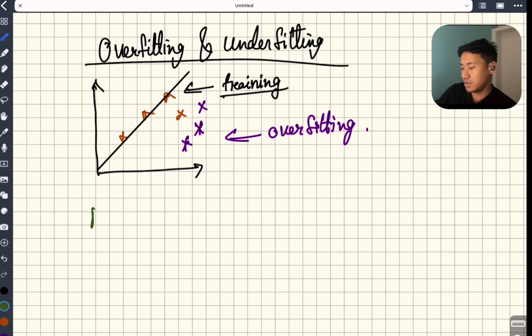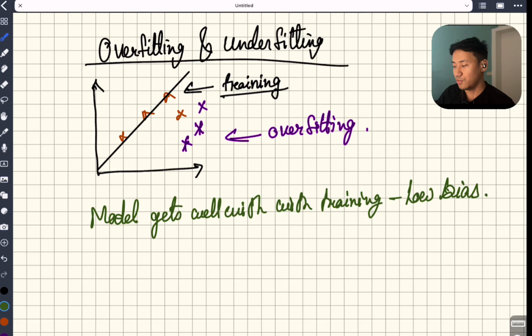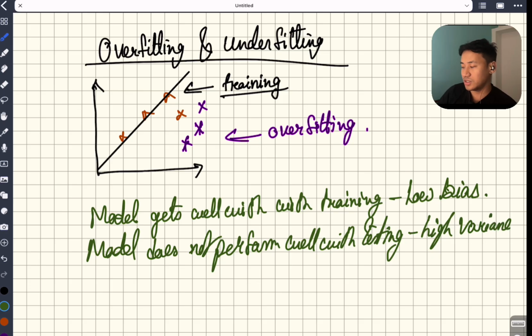The model does well with training data. It is also known as low bias. With respect to training, it is known as low bias. Now the model does not perform well with testing data, then it is high variance. So with respect to training, it is known as bias. With respect to testing, it is known as variance. All right, so this condition is known as overfitting.